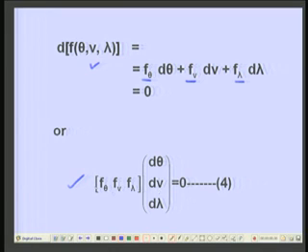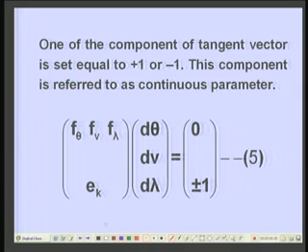So far as the partial derivatives are concerned, the number of unknowns has now increased by 1. Lambda is the additional parameter which we have added, and therefore there is a necessity to add one more equation, so that you can solve for this tangent vector. That is, one of the components of the tangent vector is set equal to plus 1 or minus 1. That is our first step: how to solve this problem, how to get the tangent vector.